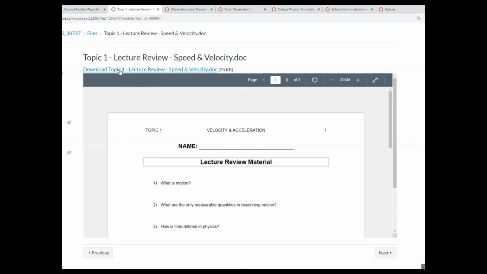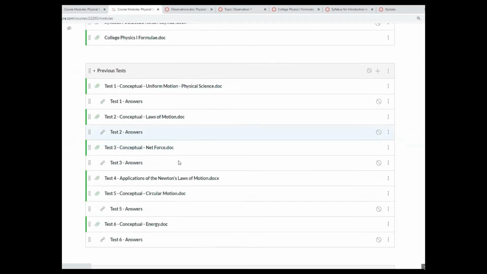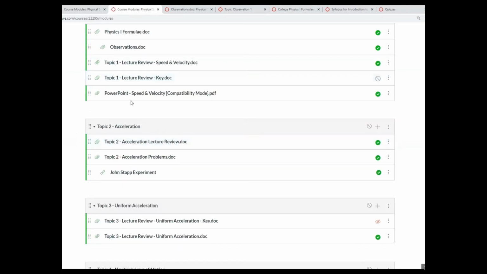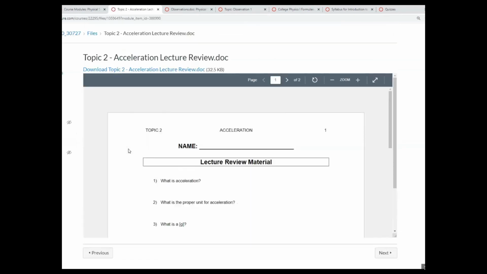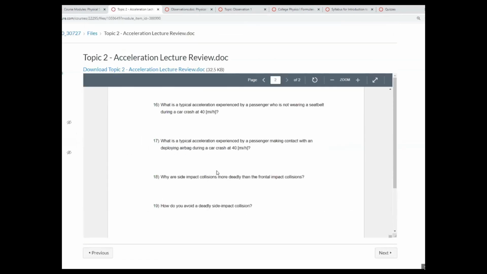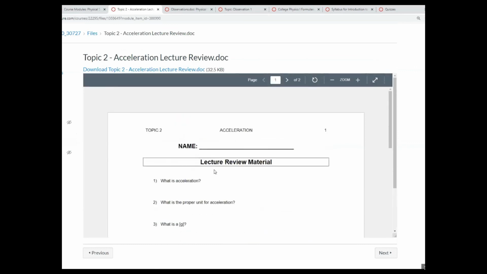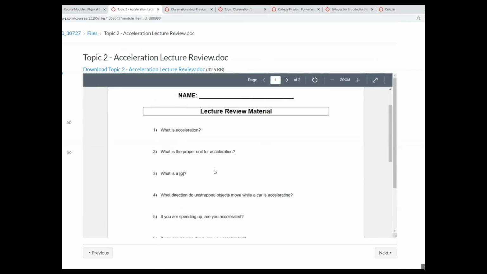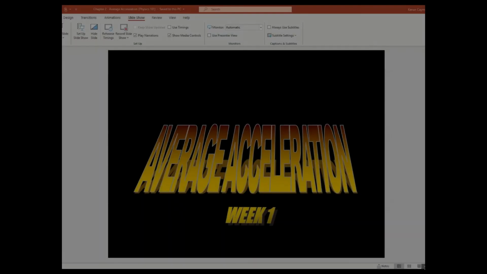Okay, so let's back out of this one. Modules. Okay, so I want you guys to go into topic number 2. This is the one that we will finish up tomorrow, but we're going to start it today. Okay, so let's get started. So now we're going to be dealing with acceleration.